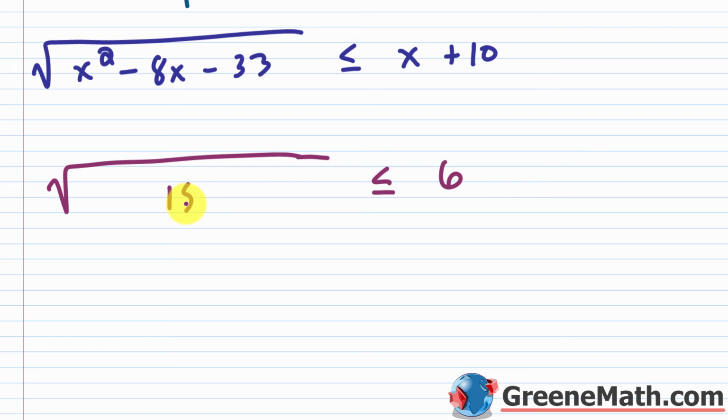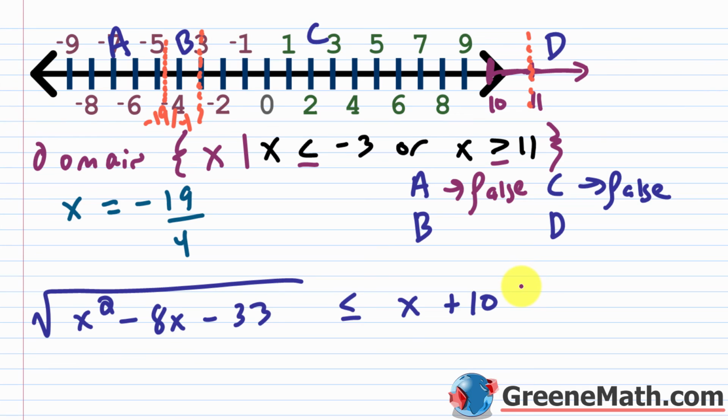Now you can punch that into your calculator. It's going to be about 3.87. But you could just eyeball that and see that this is going to be less because, again, the square root of 36 would be 6, right? So that would be the point where they're equal. This is the square root of 15, so obviously it's going to be less. So this is a true statement. So for B, we'll say this is true.